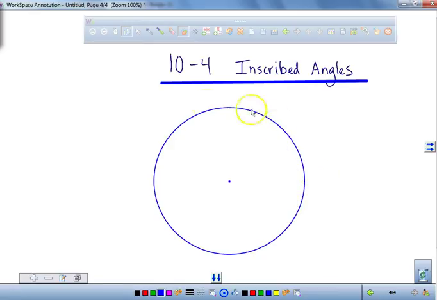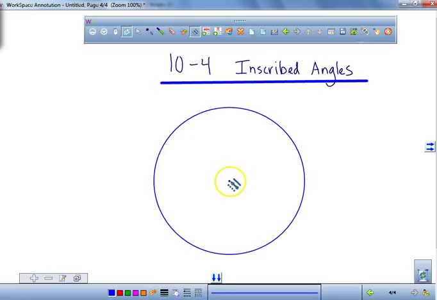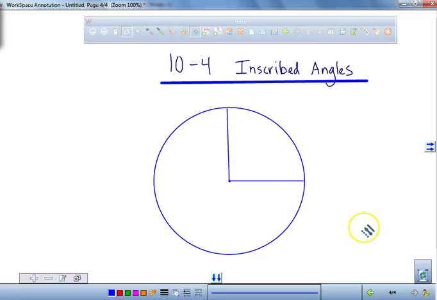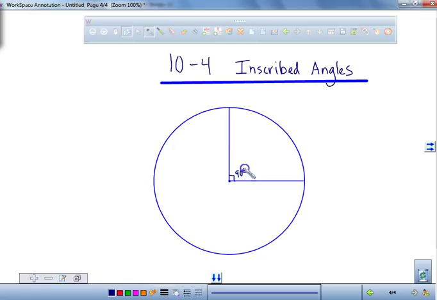So right now, draw a circle to the best of your ability. And what I'd like you to do is, from the center of your circle, attempt to make a right angle. Make a right angle right there. Okay? There we go. So there's a right angle. So right there, we know this is going to be 90 degrees.